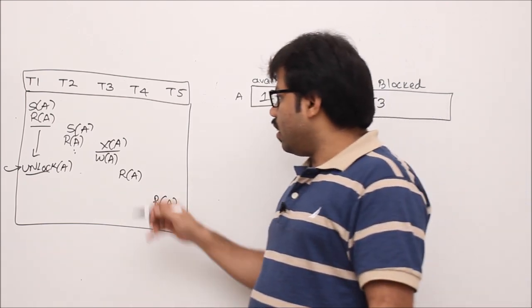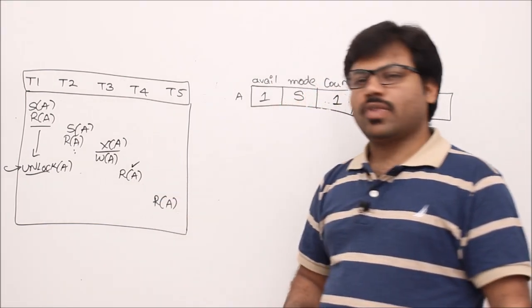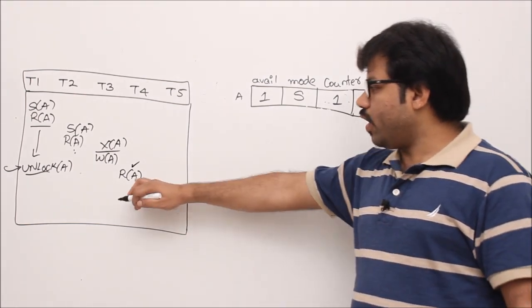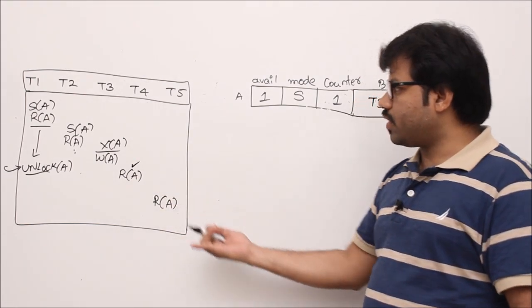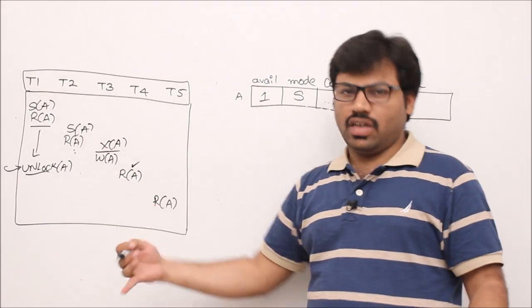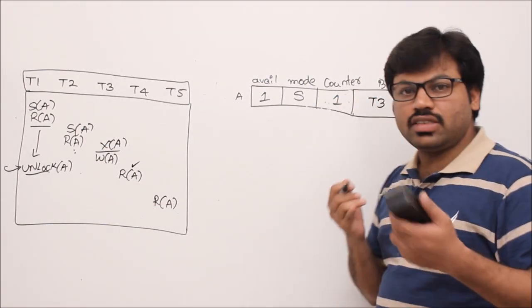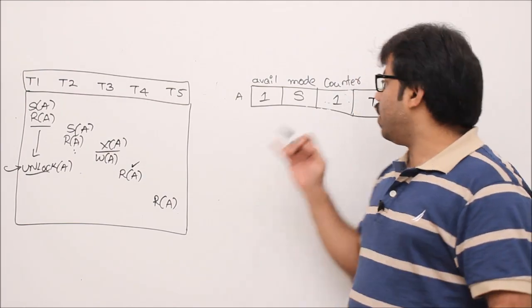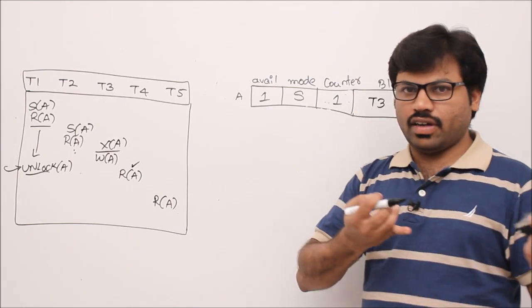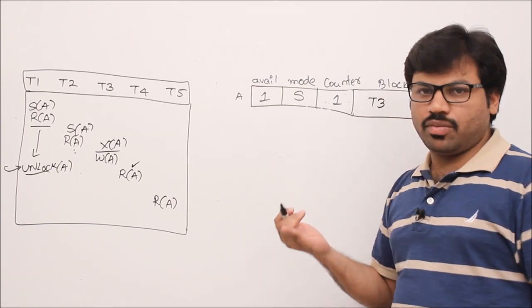Then eventually T4 gets a chance, just a possibility. If T4 gets a chance, you might ask, sir, what if T2 gets a chance? If T2 gets a chance, then T2 will release T3. But we are just trying a possibility where we can hold blocked T3 for a long time. That is not possible, I am saying. Why?